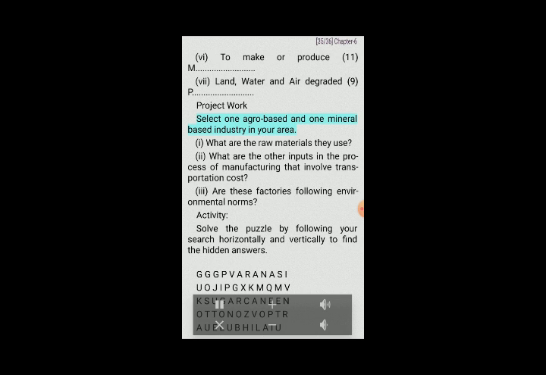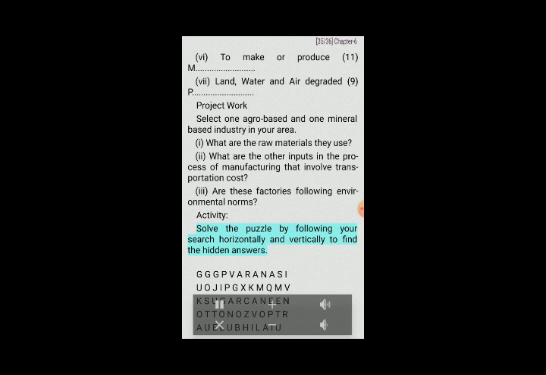Project work. Select one agro-based and one mineral-based industry in your area. I. What are the raw materials they use? II. What are the other inputs in the process of manufacturing that involve transportation cost? III. Are these factories following environmental norms?